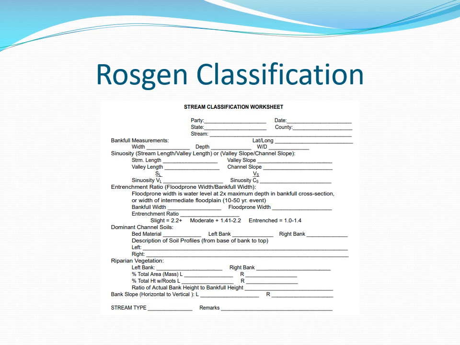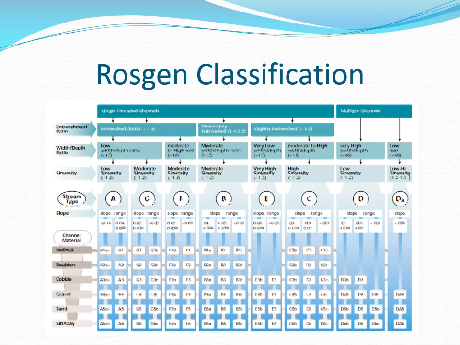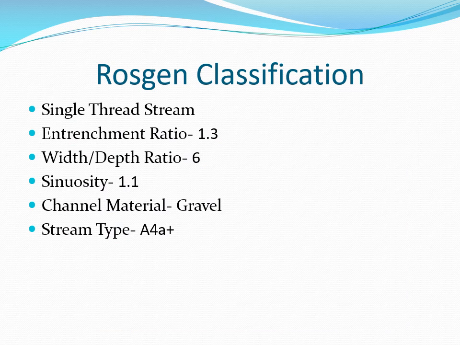This is the Rosgen classification chart that I use to collect my data and store it so that I was able to use it later on. And this is the pebble count chart that I used to record my data as I collected it. Once I had the recorded data, I was able to use it to complete this chart and work through it so that I was able to obtain a stream type, which I will go over in this next slide. This chart was very helpful in just identifying each thing and being able to determine what I needed.